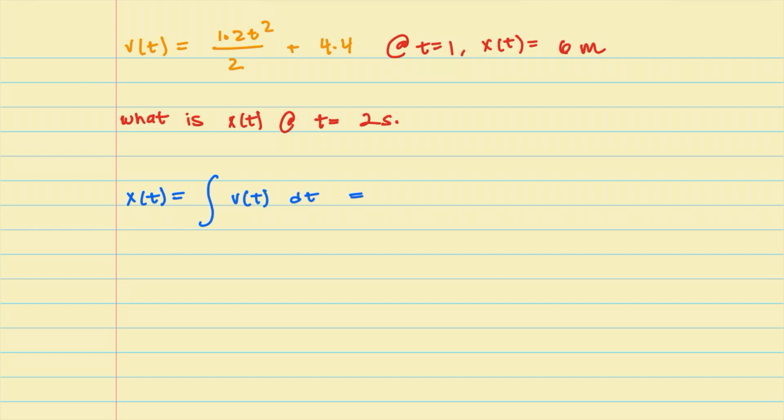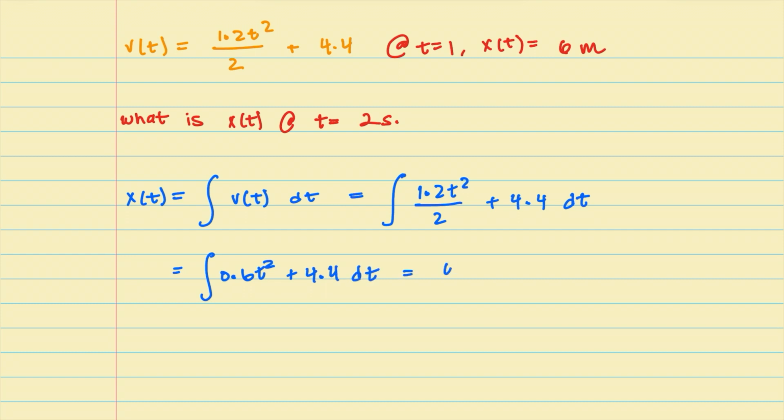Plugging in the velocity function, we'll have the integral of 1.2t squared divided by 2 plus 4.4. Now, let's simplify that 1.2 divided by 2, which is 0.6. And so we'll have the integral of 0.6t squared plus 4.4. As the final step, integrating this function, we'll have 0.6 t to the power of 3 divided by 3 plus 4.4 t plus c, our arbitrary constant.